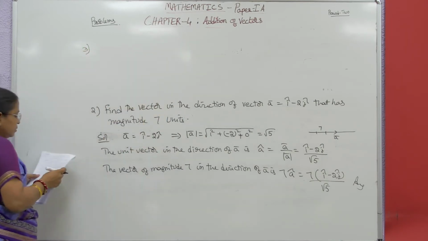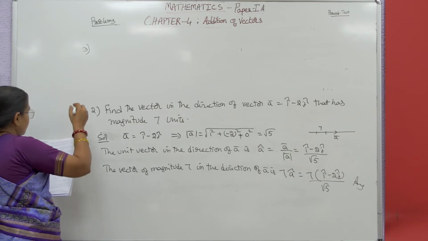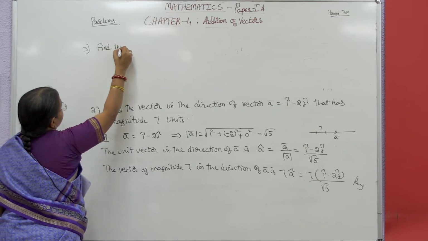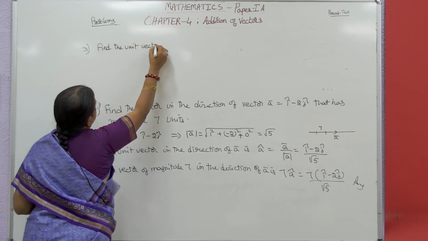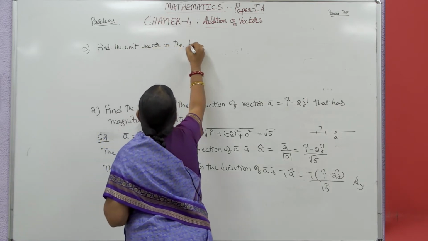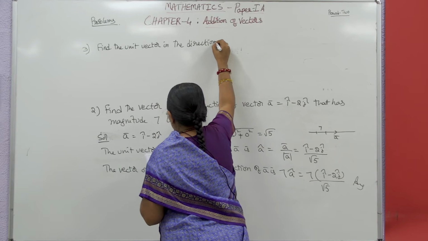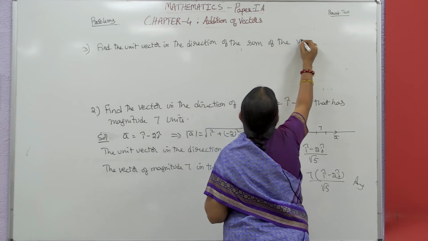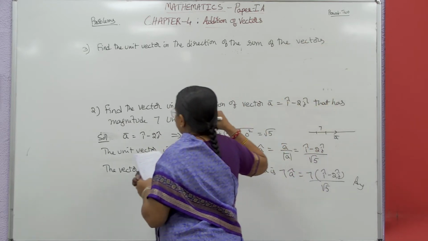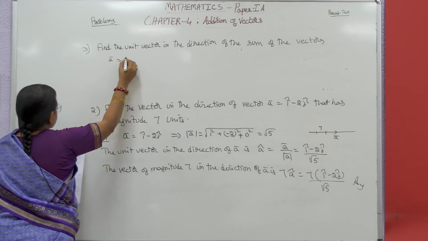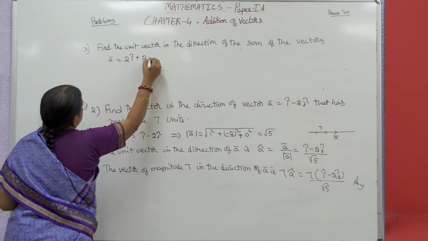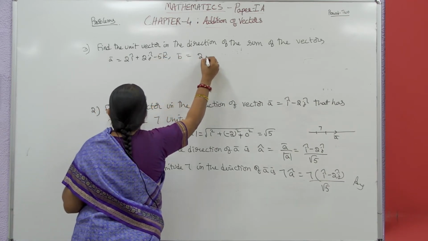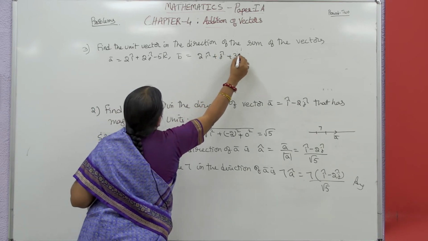Find the unit vector in the direction of the sum of the vectors A is equal to 2i plus 2j minus 5k and B is equal to 2i plus j plus 3k.